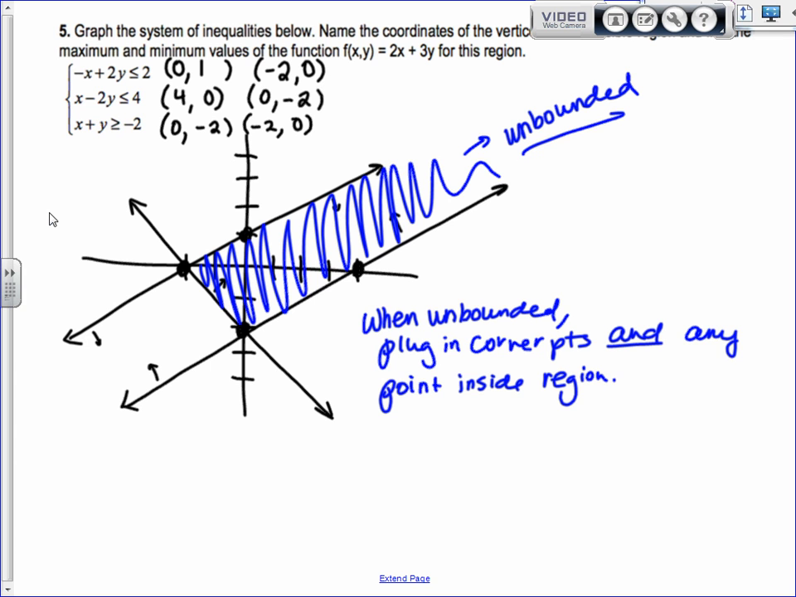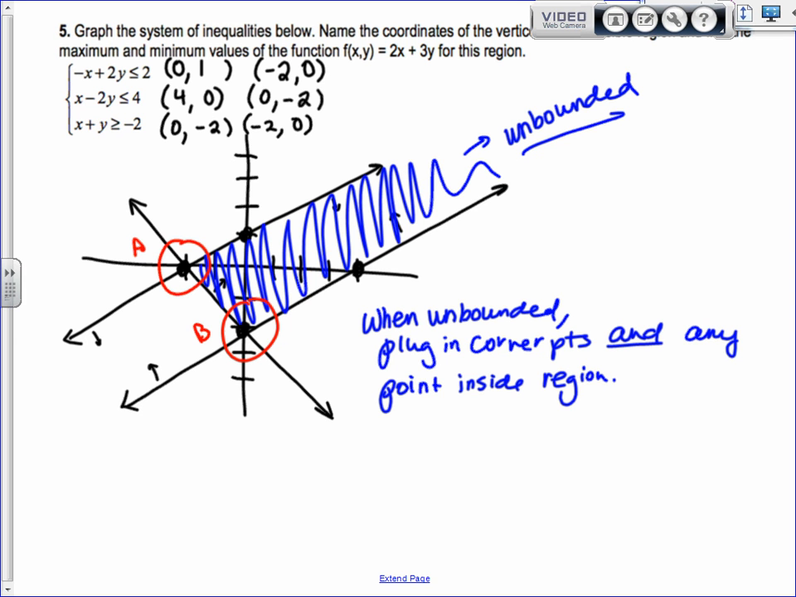Okay, so when you look at this, there are only 2 corner points. Some people on these problems, they always like plug in the other y-intercept, x-intercepts. Right, there's only 2 corner points. It's right here and right here. Right, the other ones aren't really corners. They're just along those lines. So I'm going to call this one A and this one B. And then I'm going to plug in any point inside the region.